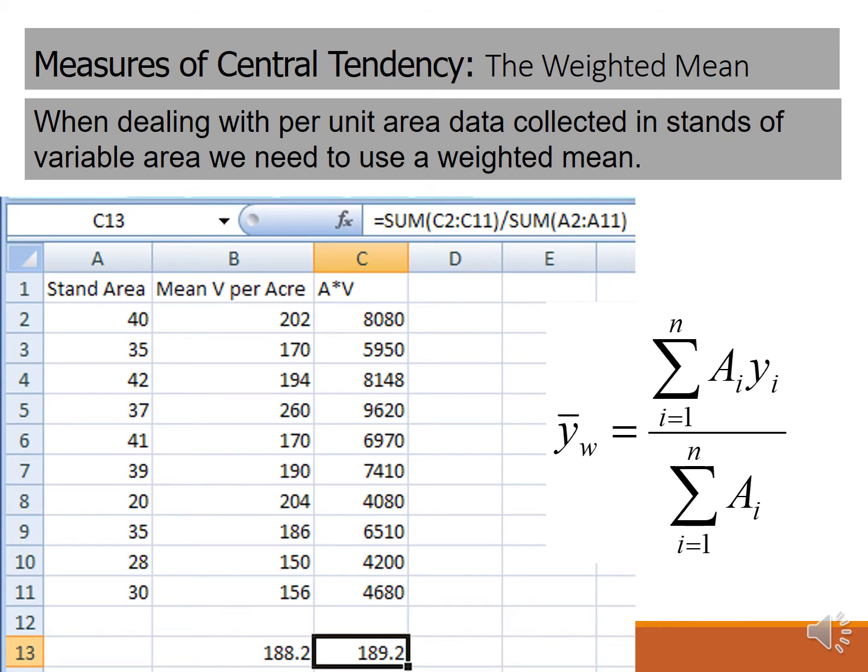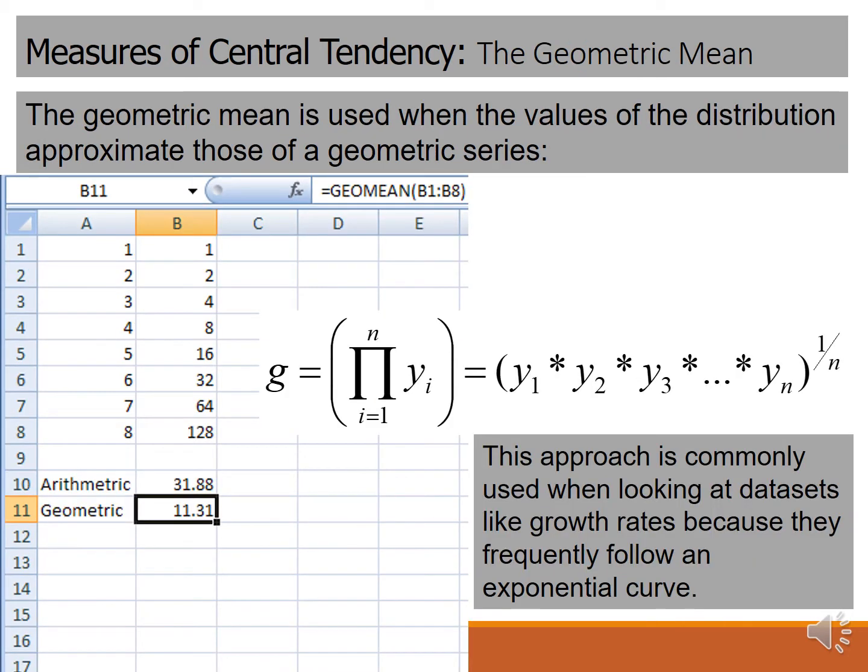A value we use less often, but will utilize when talking about stratified sampling, is the weighted mean. This metric applies a measure of importance to each sample, increasing or decreasing a value's importance to the overall value. A measure we will not use in class but is very important when looking at rates of change, such as growth rates, is the geometric mean. Commonly, datasets that this is used for fall on an exponential curve.